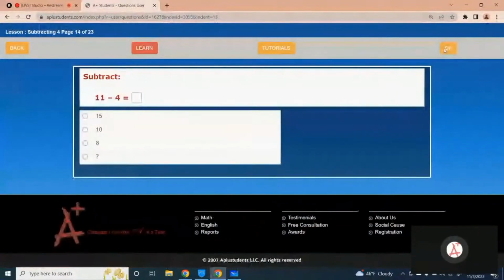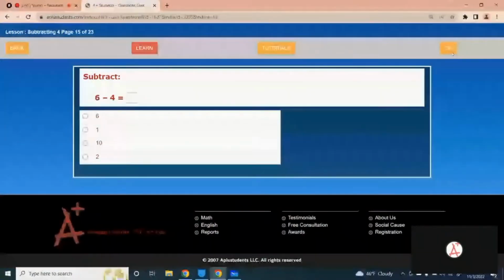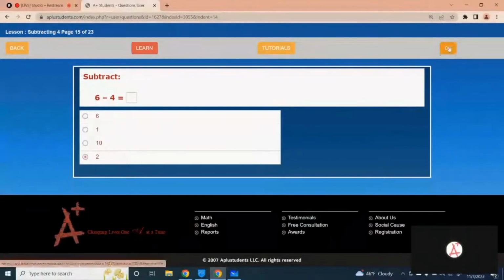Okay, the next one is 11 take away 4. So 11 take away 4 is 7. Got it. Just select the correct option and then click on the OK button. Okay, 6 take away 4 is 2. Select the correct option and click on the OK button.